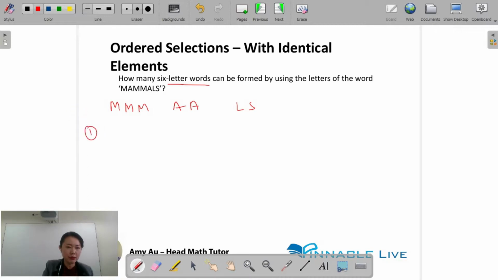So for example, in the first case, if I don't use an M, so I only use 2 M's, 2 A's, L, and S, then this 6-letter word would be 6 factorial over 2 factorial times 2 factorial because of the double M's and double A's. That gets you 180. Okay, so second scenario.